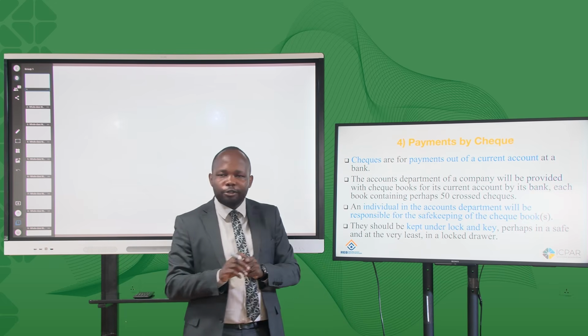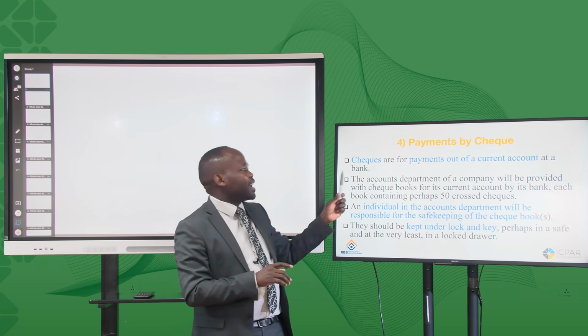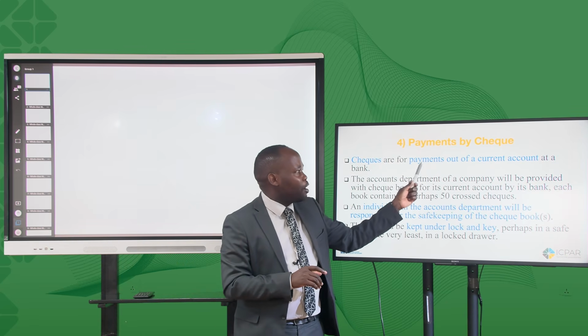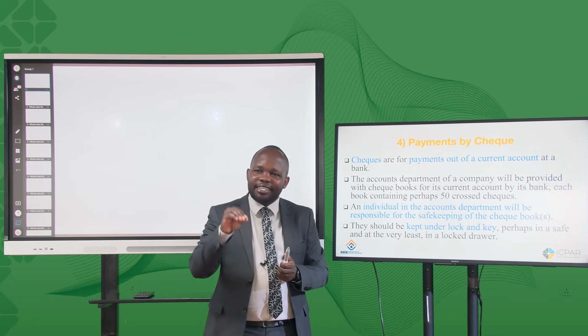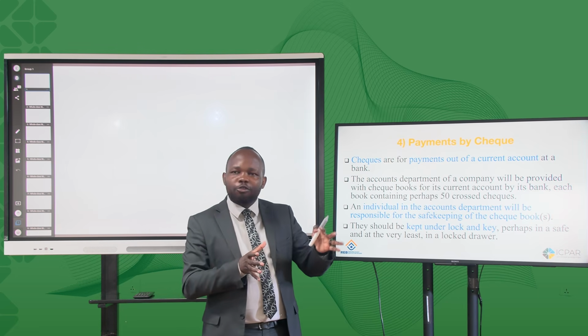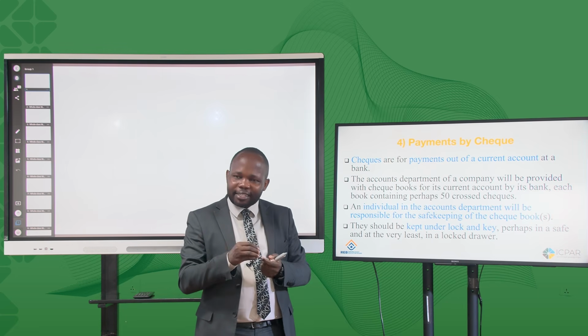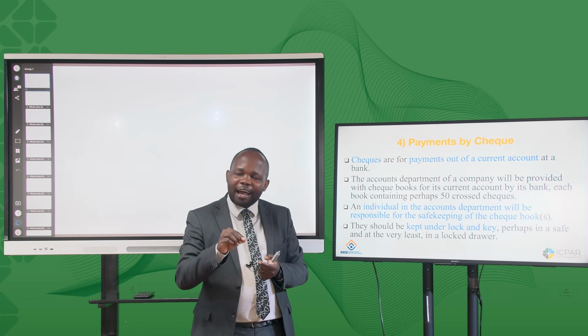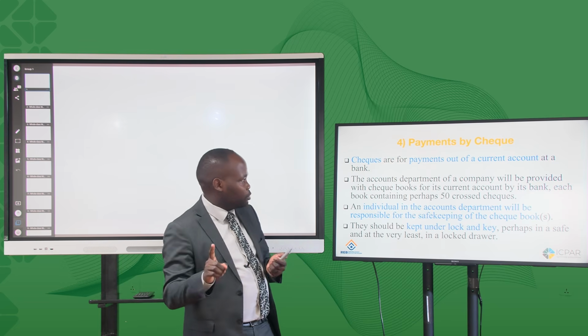So, payment by use of check. Checks are for payments out of the current account of the business. The business has a current account with the bank. So checks are written, and checks affect what we call a current account.